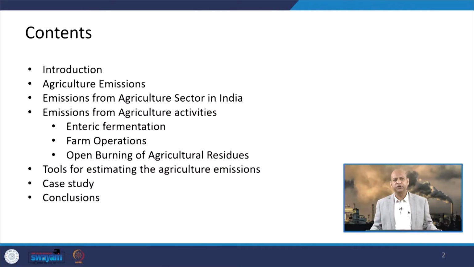Briefly, in the introduction we will discuss what the emissions from the agriculture sector are, what the pollutants are, and what the sources are. Then from the Indian perspective, we will focus on the different emissions coming out of the agriculture sector. Later we will see the emissions from agriculture activities like enteric fermentation, farm operations, or open burning of agriculture residues. Then we will see the tools for estimating agriculture emissions, because there are certain software and tools developed by several agencies or countries for estimating agriculture emissions in their respective countries. Then we will have a case study and later we will conclude.